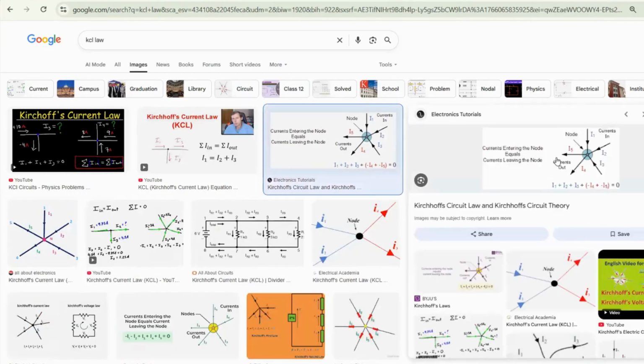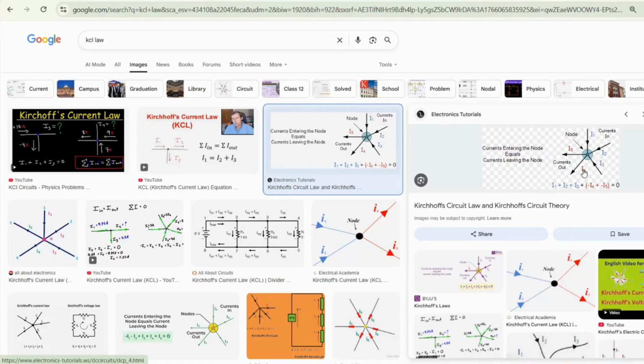Can you see it now? Yes, sir. Look at this. Here at the center, one node is there. It connects how many branches? This vertical line is carrying a current named I1. Here I2, here I3, here I4. This one is I5. In total, 5 currents are there.